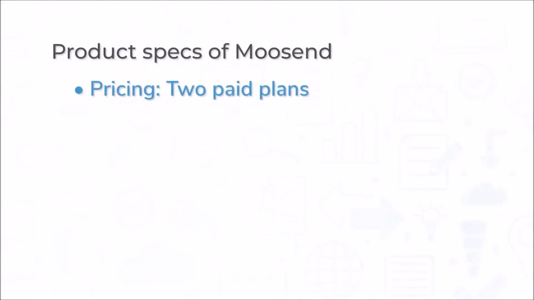Moosend can be billed monthly or annually, and pricing is based on the size of users' email audiences. There are two plans available, Pro and Enterprise. Pro has all of the major features, including unlimited emails, automation workflows, landing pages, and forms. The Enterprise plan is priced with a custom quote and includes everything in the Pro plan in addition to a dedicated account manager, dedicated IP, and priority support.